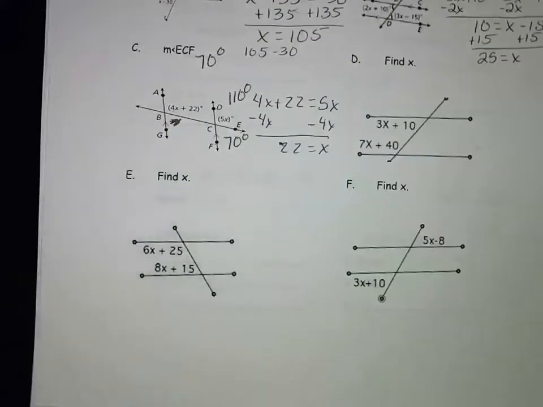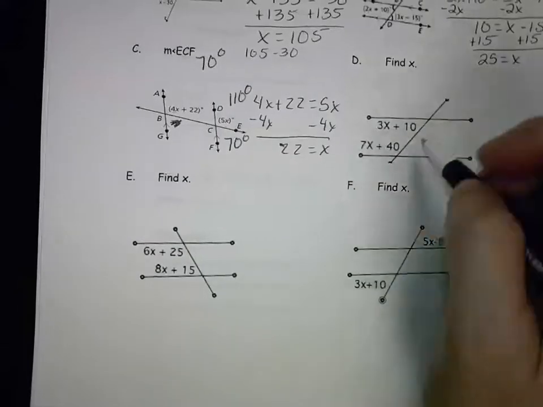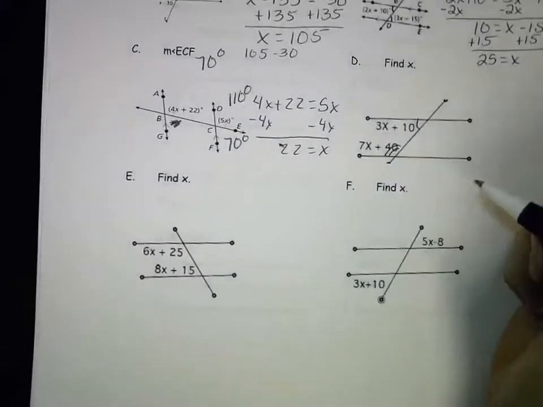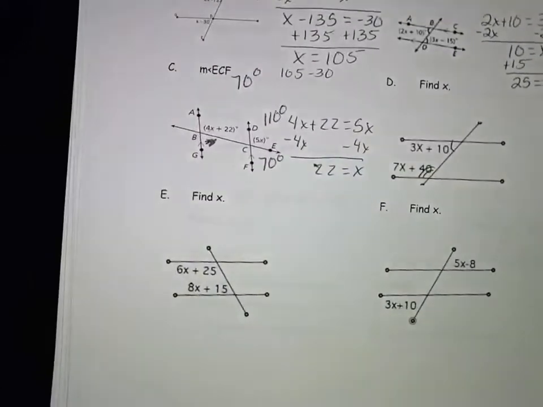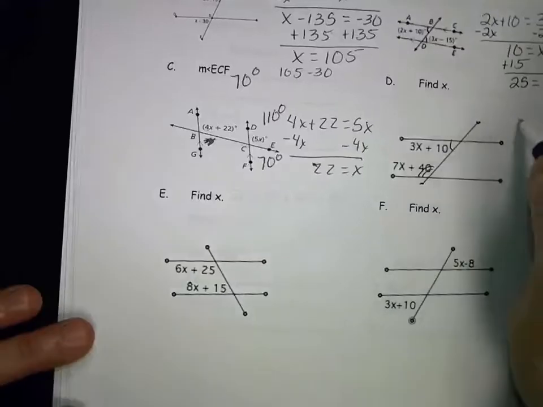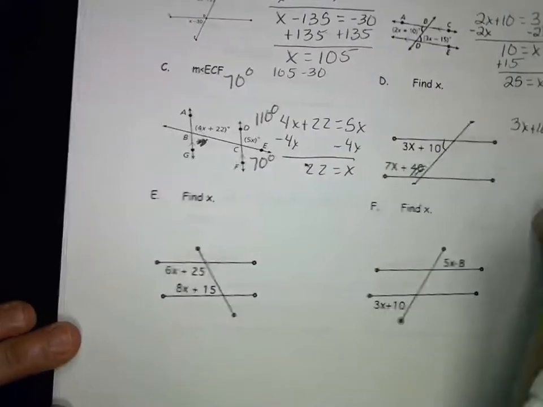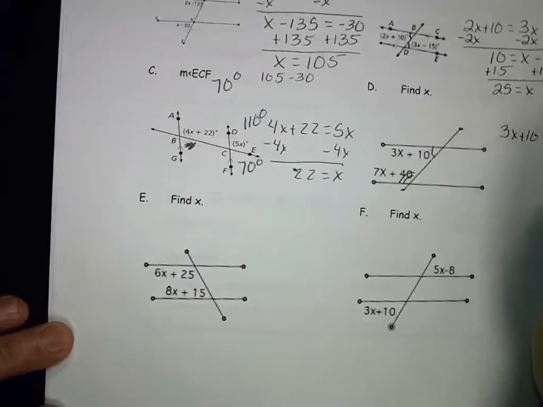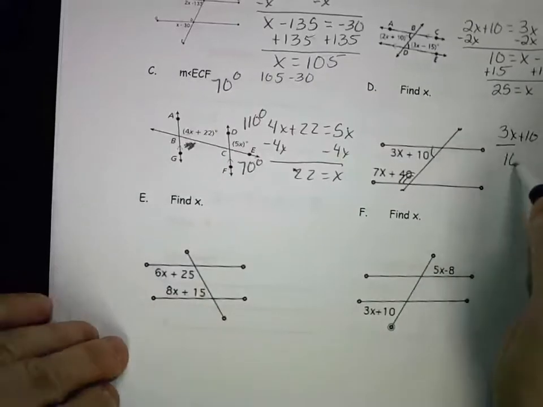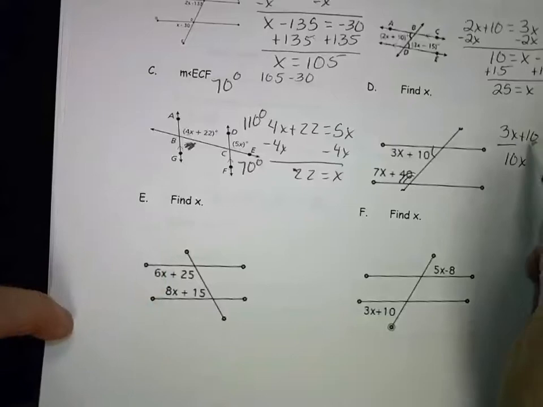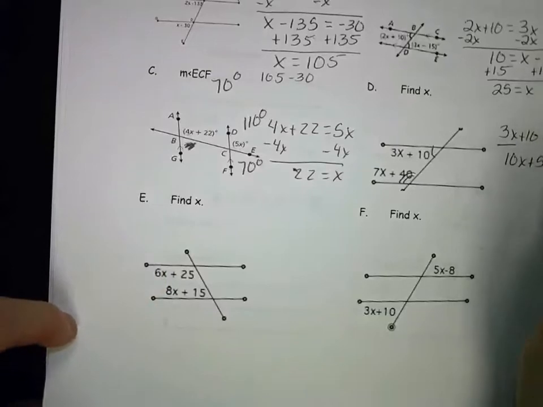The next one, these two are not equal. Those two, again, are not equal. And if you take a look at those, those two add to 180. So you will have 3x plus 10 plus 7x plus 40 equals 180. 3x plus 7x is 10x. 10 plus 40 is 50.